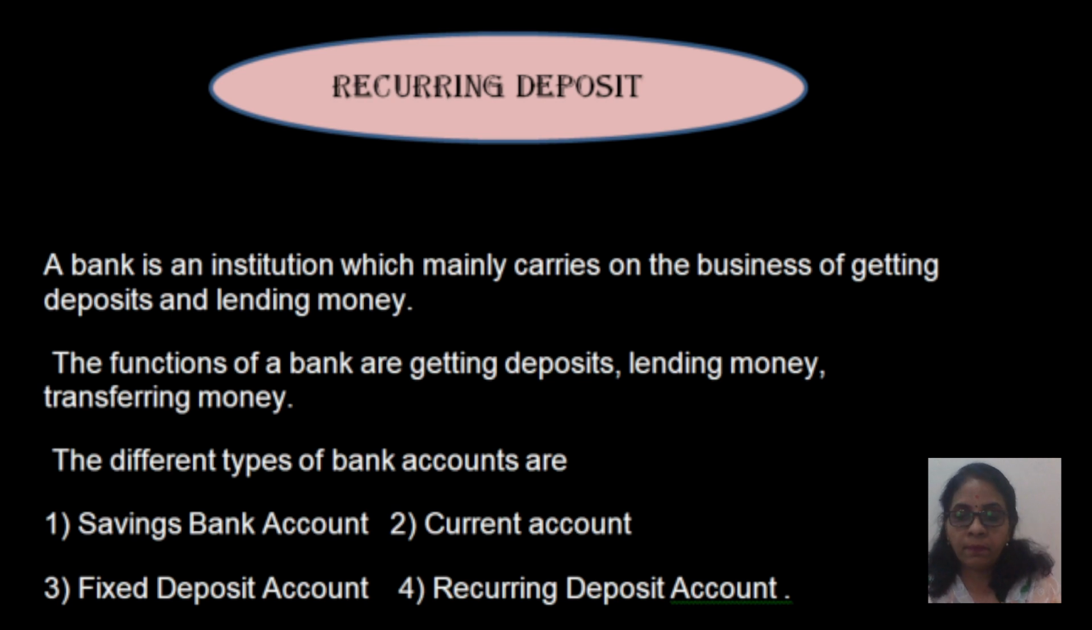Coming to the recurring deposit account, our lesson. What does recurring deposit mean? The word itself says recurring. Recurring means repeating. So in the recurring deposit account, a fixed amount is repeatedly deposited every month for a fixed period, a certain sum for a certain period of time. So let's learn more about the recurring deposit account.